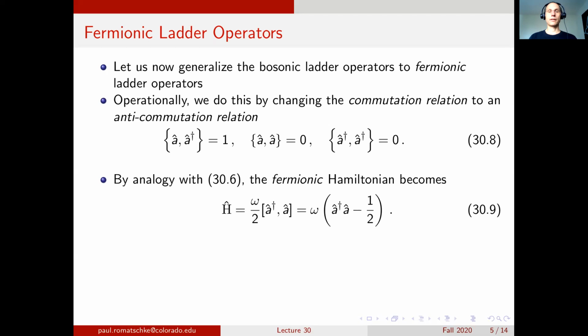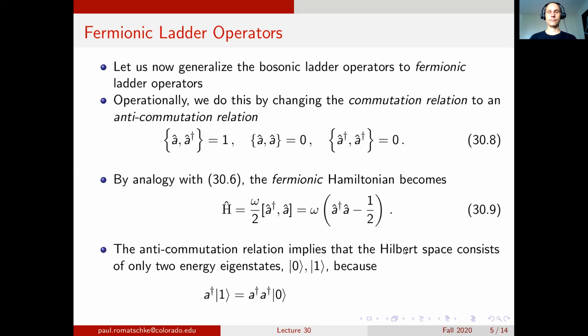By analogy with the bosonic Hamiltonian, which was the anticommutator, we now write the fermionic Hamiltonian as omega over 2 times the commutator of A dagger and A, which using the anticommutation relations can be worked out to be omega times A dagger A minus 1/2. The anticommutation relation implies that the Hilbert space only consists of two eigenstates, 0 and 1.